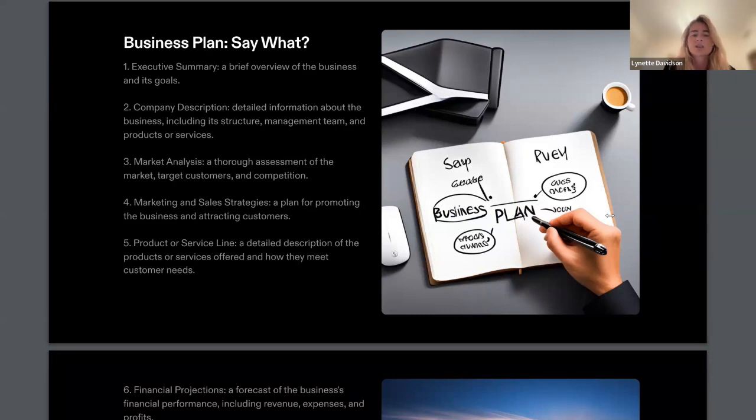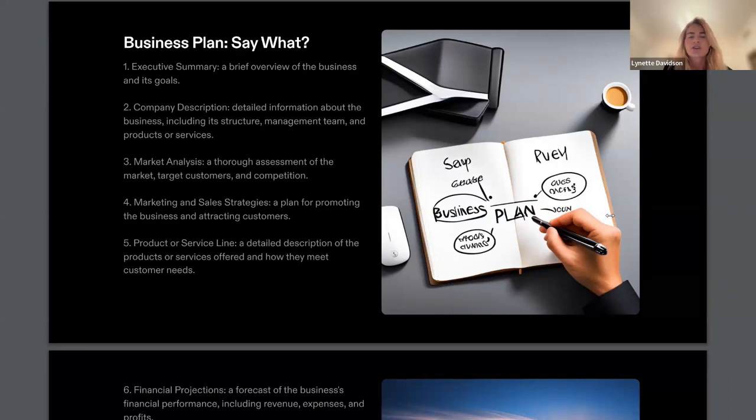So you need to focus on a new target audience. So always review the market along the way as well, because if there's no target audience, you will not be financially succeeding, basically. The fifth one is a product or service line.